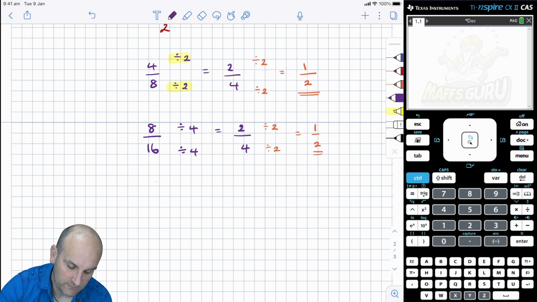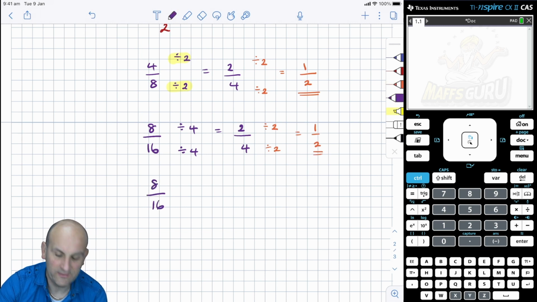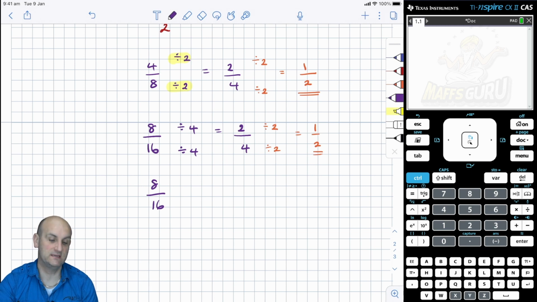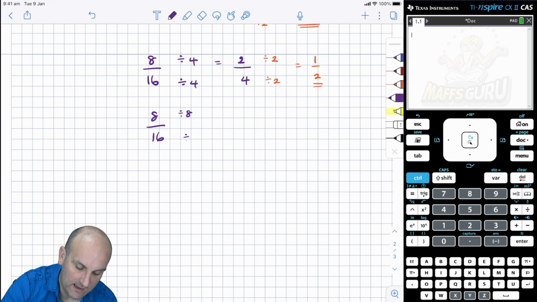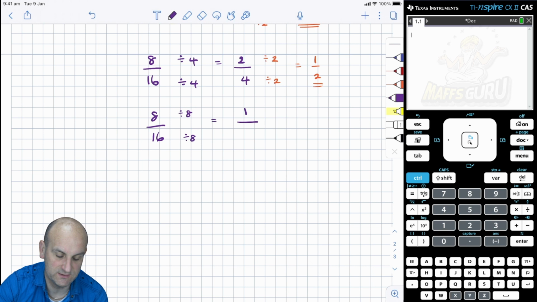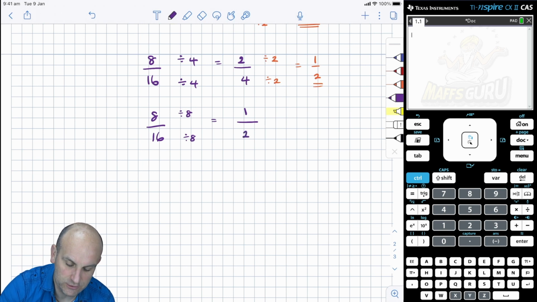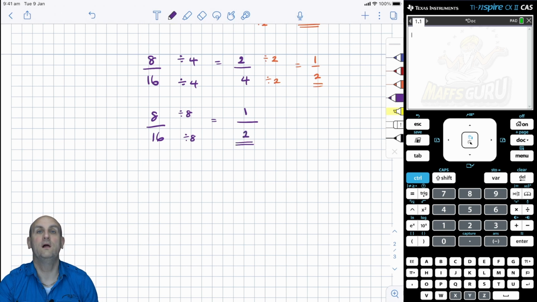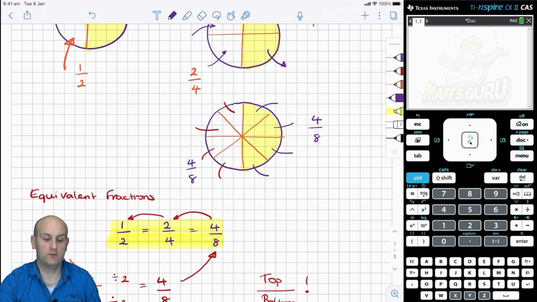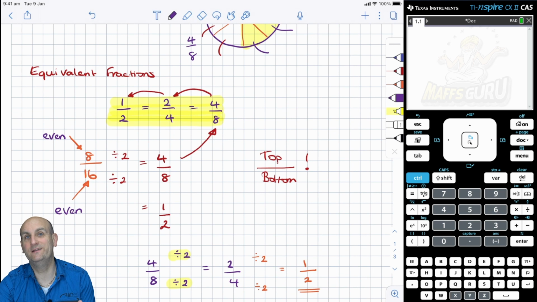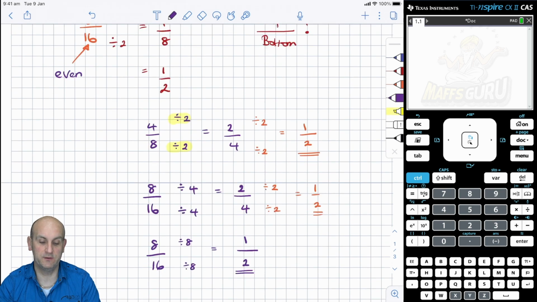But you may also turn around and say, well, hold on a moment. I know that 8 and 16 are both in my 8 times table. So can I just divide top and bottom by 8? Absolutely. 8 divided by 8 is 1, because anything divided by itself is 1. 16 divided by 8 is 2. And lo and behold, all the same. So it's really, really important to note that when you're doing equivalent fractions, what we're really doing is we're just slicing pizza and we're trying to find out fractions that are the same, just with different numbers.